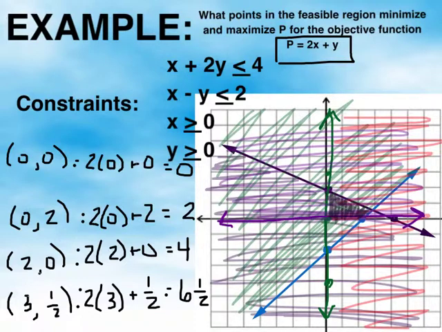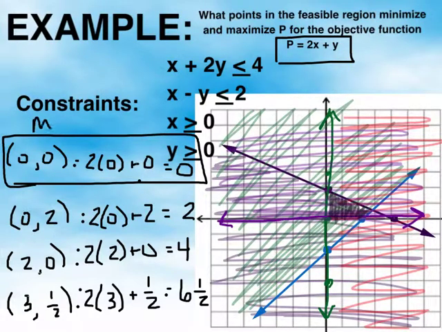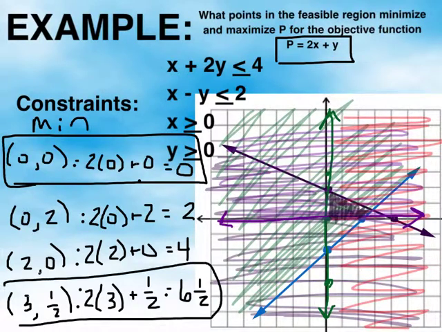So when we calculate what our minimum and maximums are, the smallest number is 0. So 0, 0 will get us our minimum. And the largest number is 6.5. So 3 and 1/2 will get us our maximum.